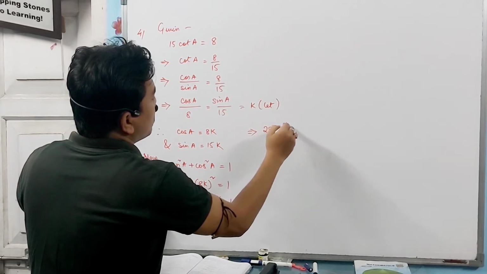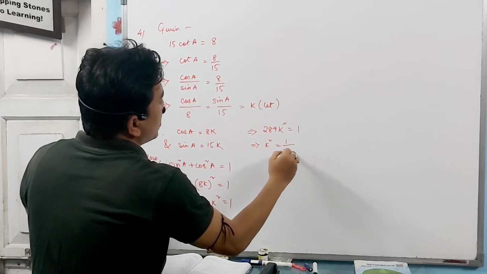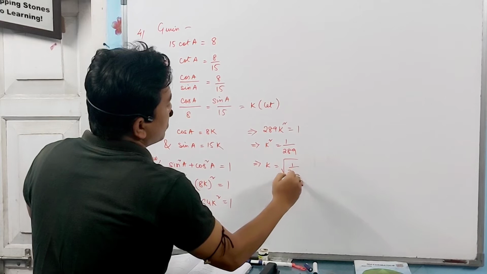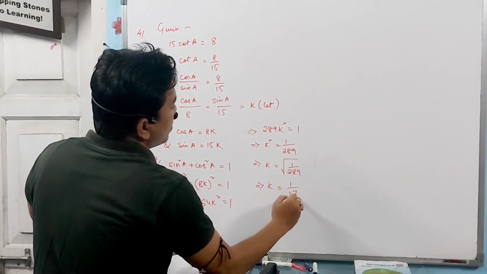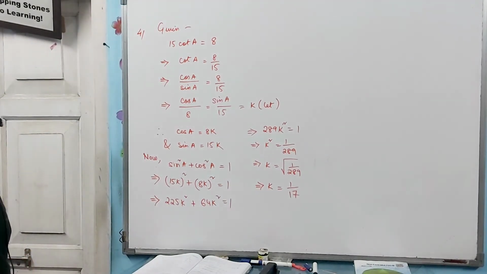289K square is equal to 1. So K square will be equal to 1 by 289. So K will be equal to square root of 1 by 289. And finally we got the value of K as 1 by 17. Okay, we got the value of K as 1 by 17.